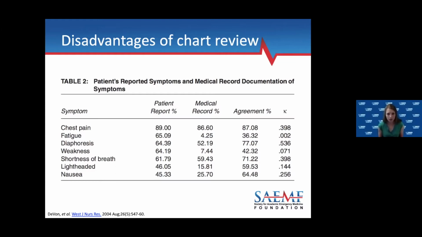But we see really large discrepancies in other symptoms, particularly fatigue, 65% reported by the patient, only 4% documented in the medical record. And weakness, again, 64% reported by patients, just under 8% documented in the medical record. So we'll talk a little bit more about kappa statistics later, but these kappa statistics of 0.002 for fatigue and 0.071 for weakness certainly do not indicate good agreement between the patient report and the medical record.